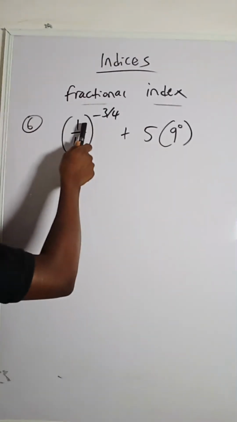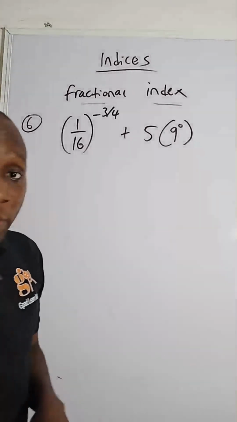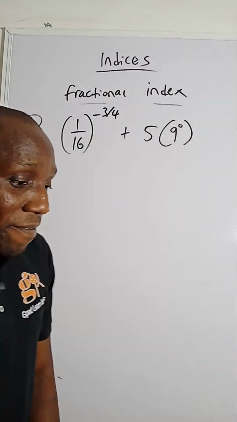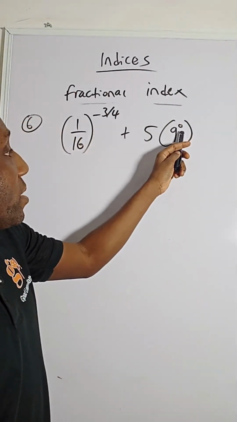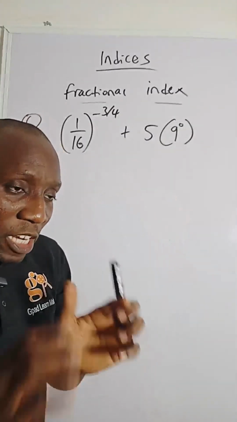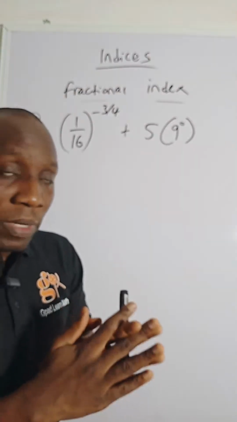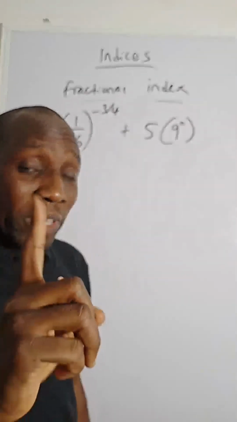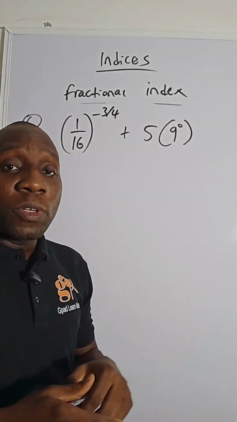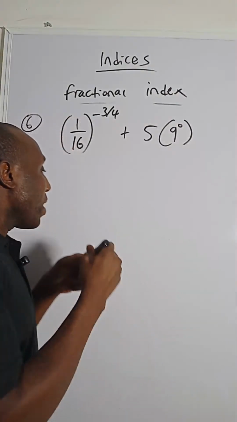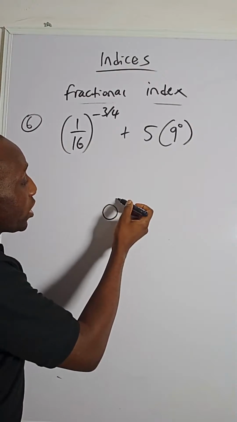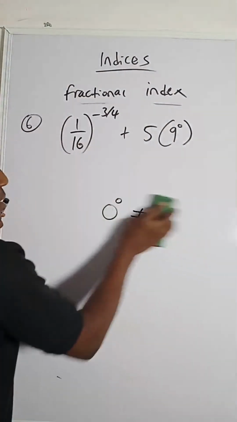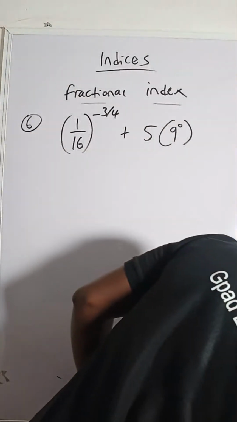Now look at this question. It says 1/16 in bracket raised to the power of -3/4 plus 5. Then in bracket we have 9 raised to the power of 0. First things first. Whenever you have a non-zero number raised to the power of 0, it becomes what? 1. If you have 9 raised to the power of 0, it becomes 1. 20 raised to the power of 0 is 1. 500 raised to the power of 0 is 1. However, 0 raised to the power of 0 is not 1. Please take note of this. 0 raised to the power of 0 is not 1.